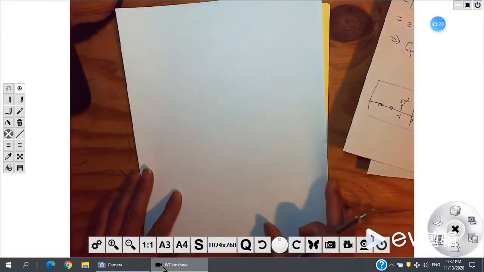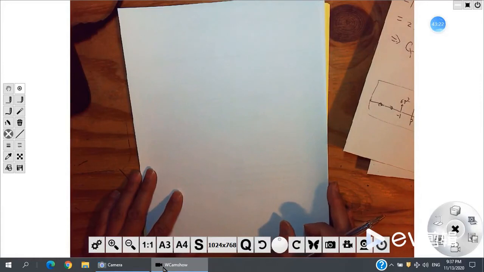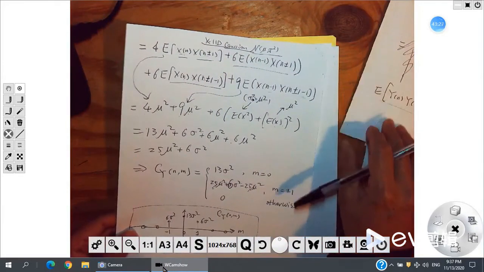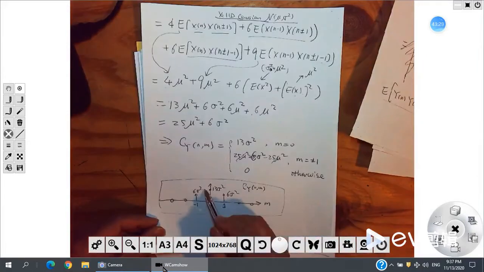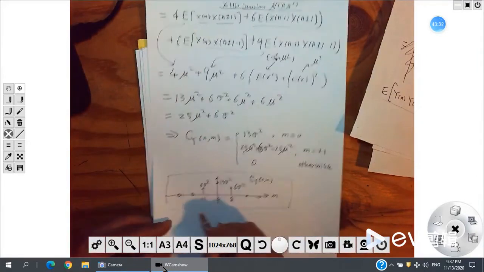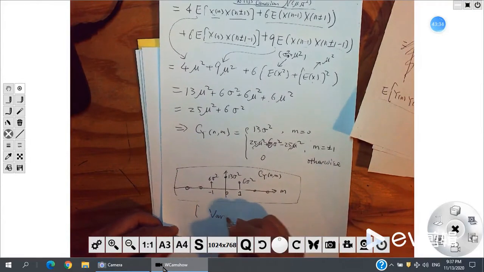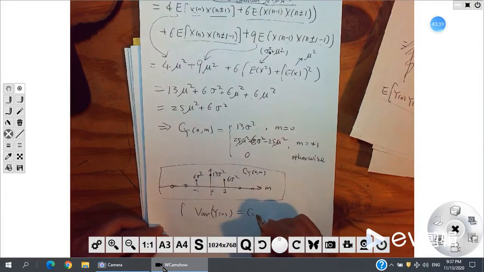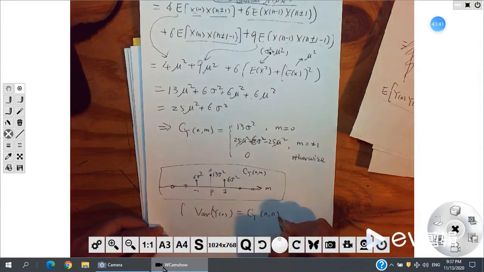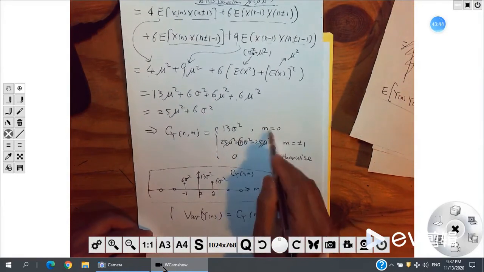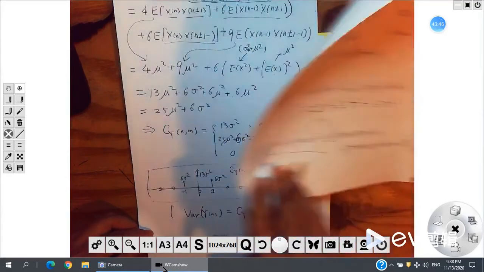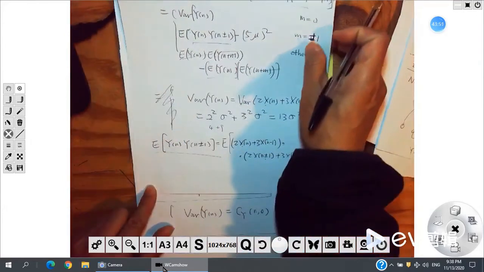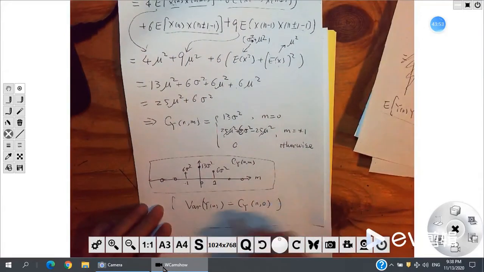And what else can we have? Okay, actually we have variance, right? Did I calculate the variance? Variance I calculated. Variance is just this one, 13. This will be variance. The variance of y of n will equal cy of n and 0, when m is 0, which is 13 sigma squared. And the variance is also 13 sigma squared. Right? So we have this one.